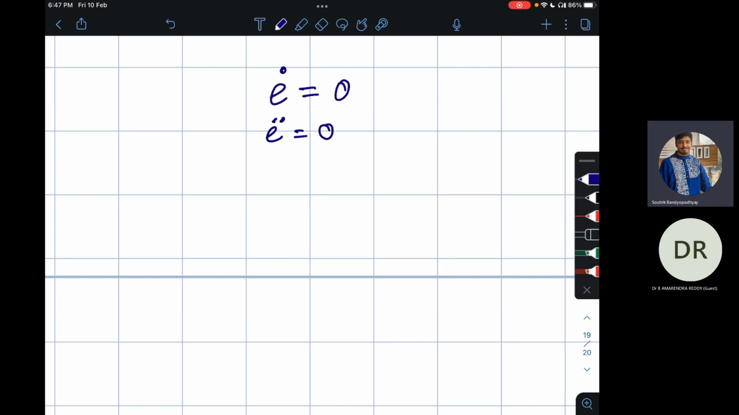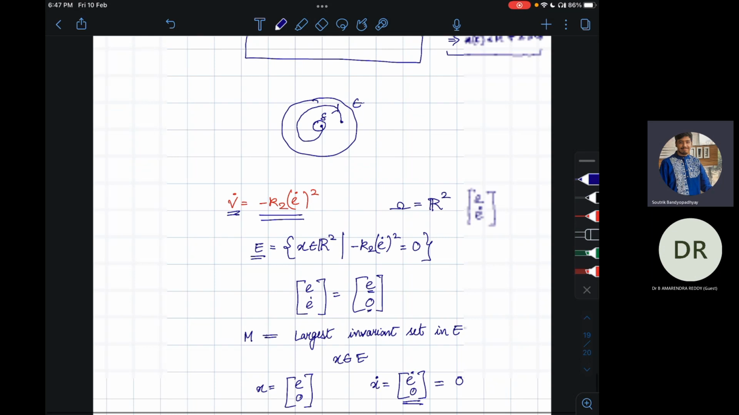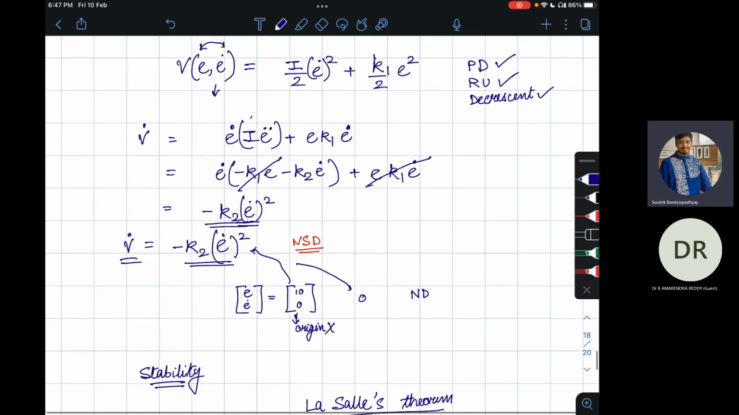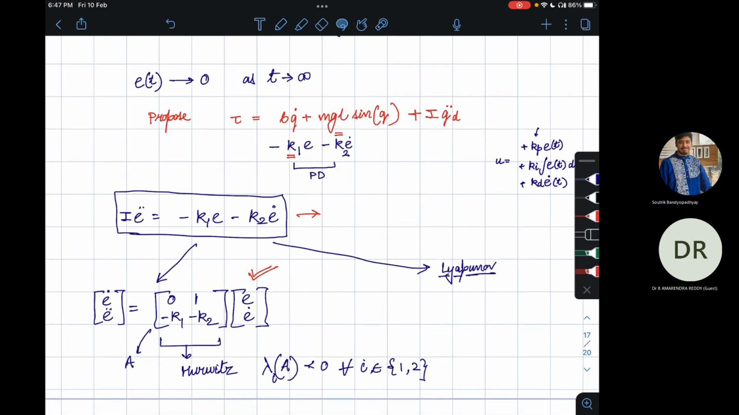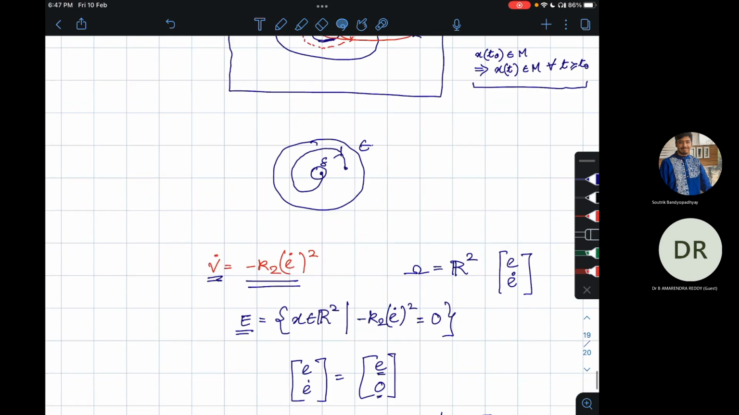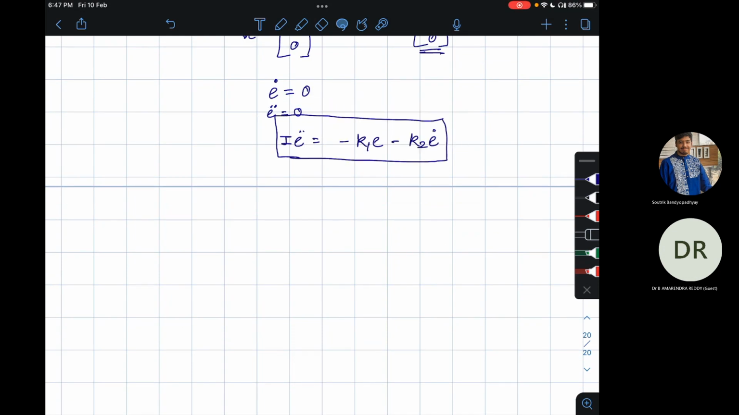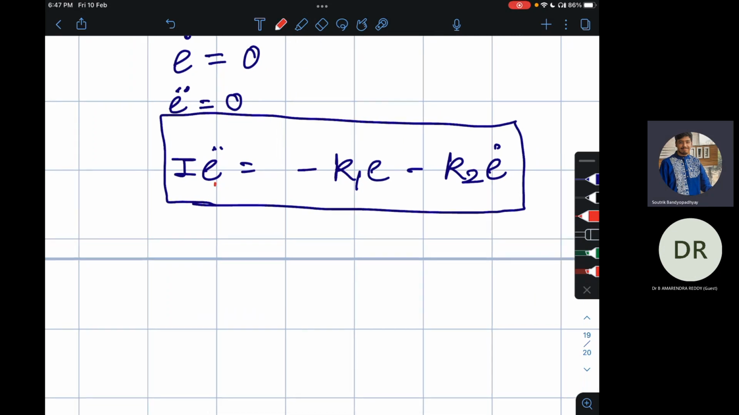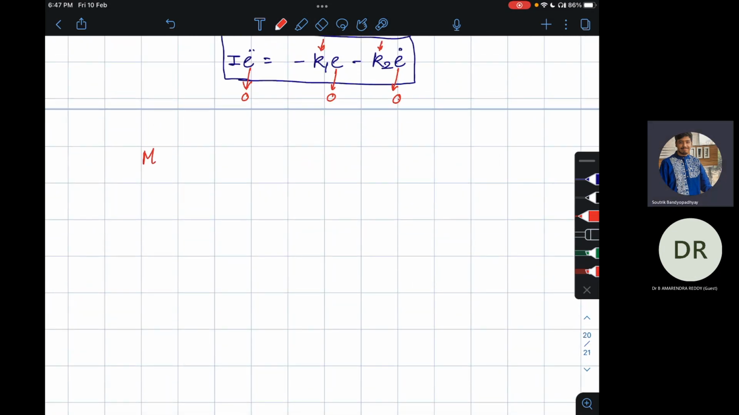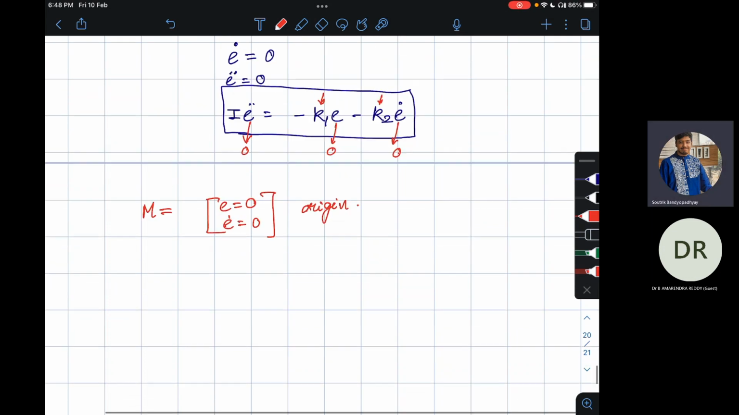And E double dot is also 0, then according to our original dynamics, which was over way back over here, if E double dot was equal to 0, then E and E dot must be equal to 0, because for any value of k1 and k2, this equation must hold. So if E double dot is 0, then E and E dot must be 0. So the largest invariant set was this only single value, which is E is equal to 0 and E dot is equal to 0, which is the origin, right? So till here, did it make sense?